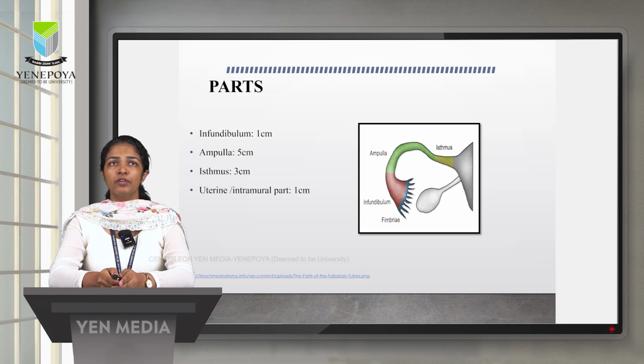At the end of the infundibulum, there are finger-like structures known as fimbriae, which help in collecting the ova produced from the ovary and send them to the fallopian tube.